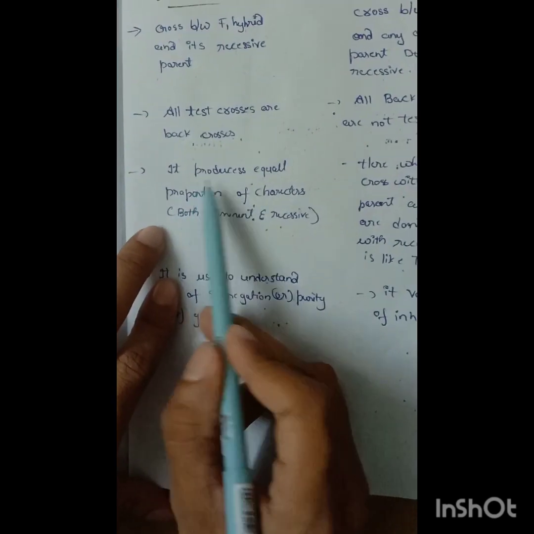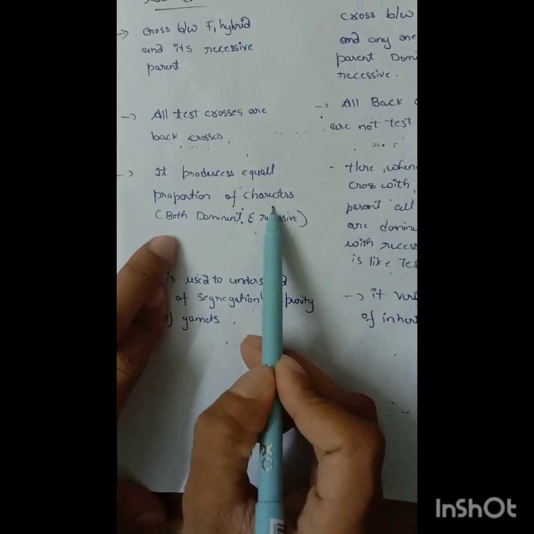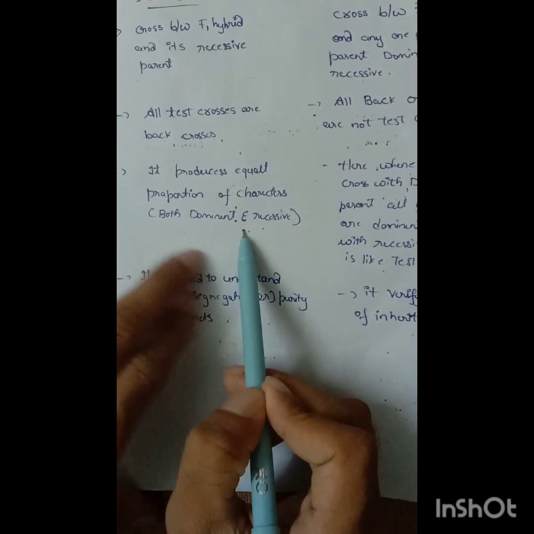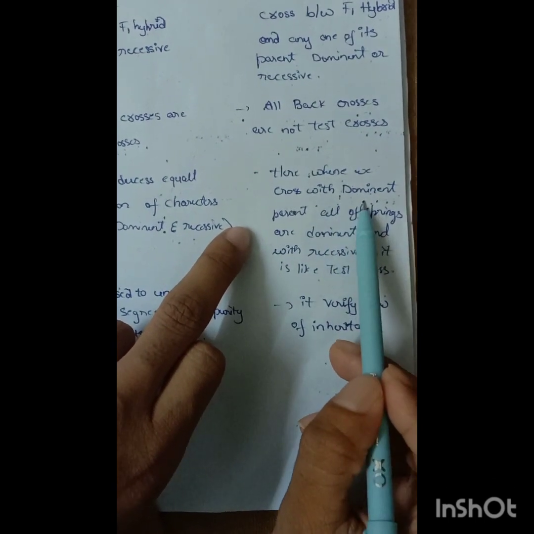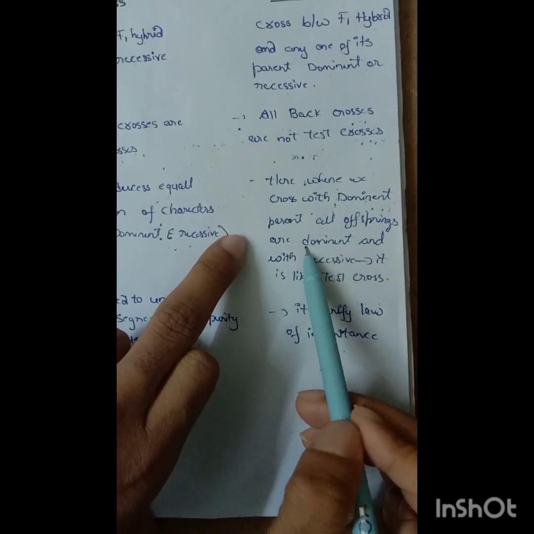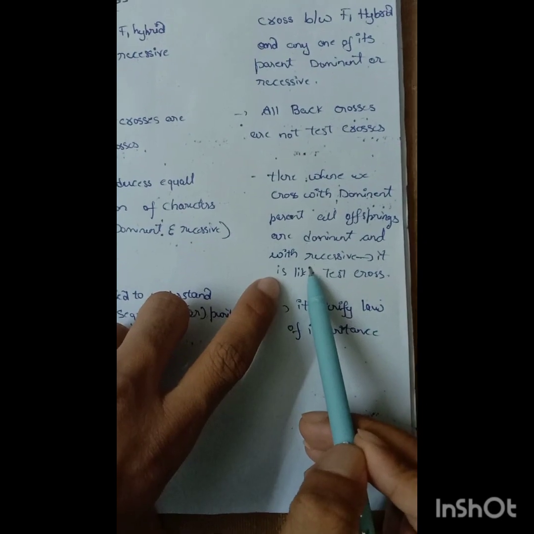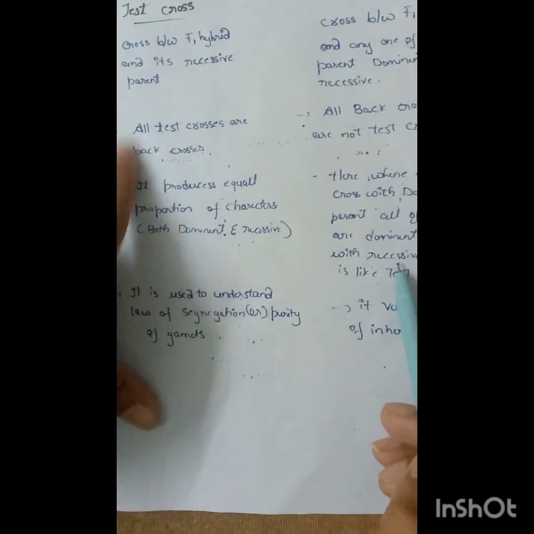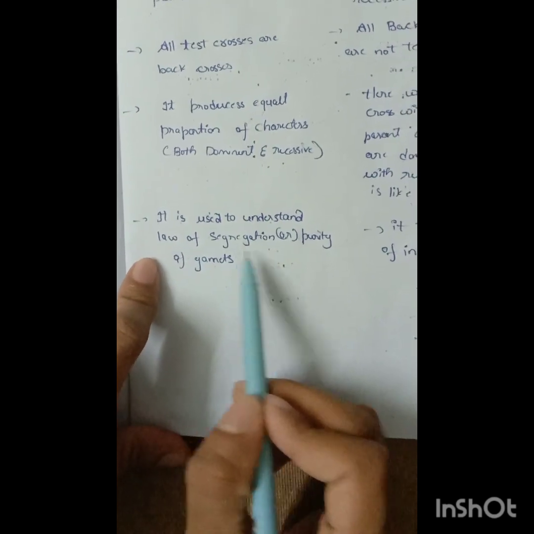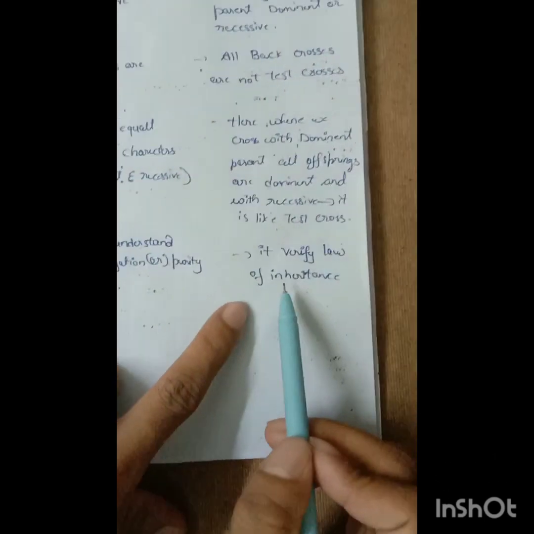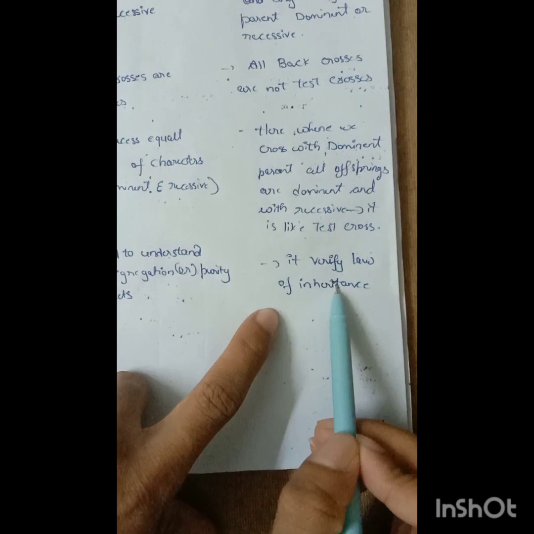Here, it produces equal proportions of both dominant and recessive characters, whereas when we cross with the dominant parent, all the offspring are dominant. If we cross with the recessive parent, it is the same as a test cross. Here, it is used to understand the law of segregation or purity of gametes. Here, it is used to verify the law of inheritance.